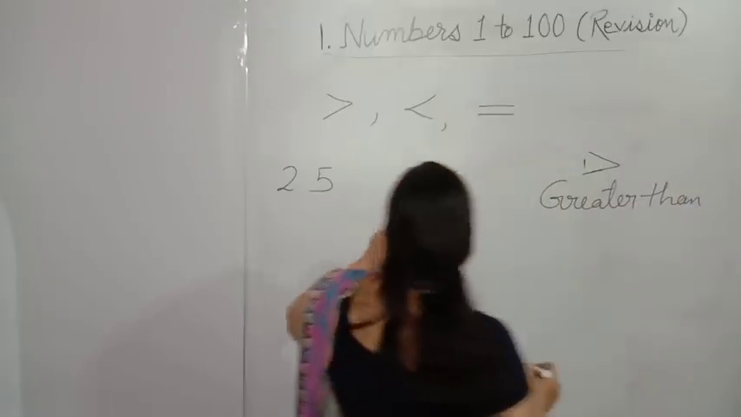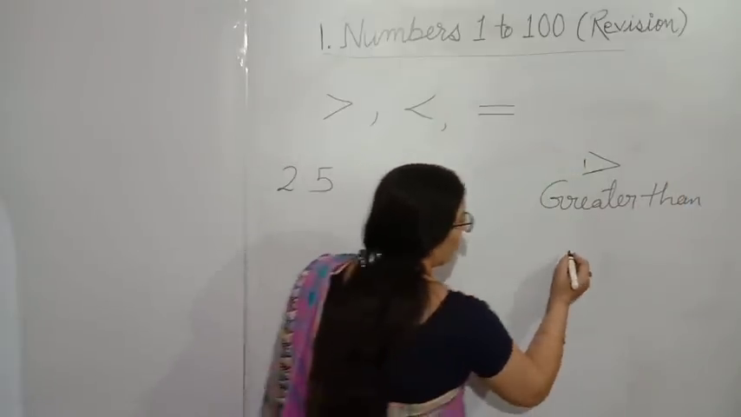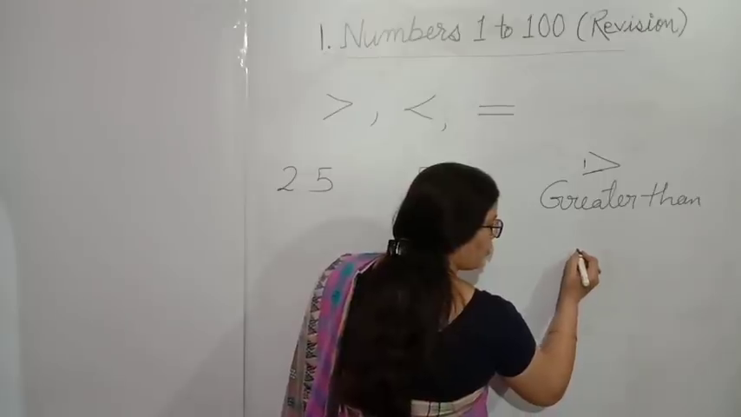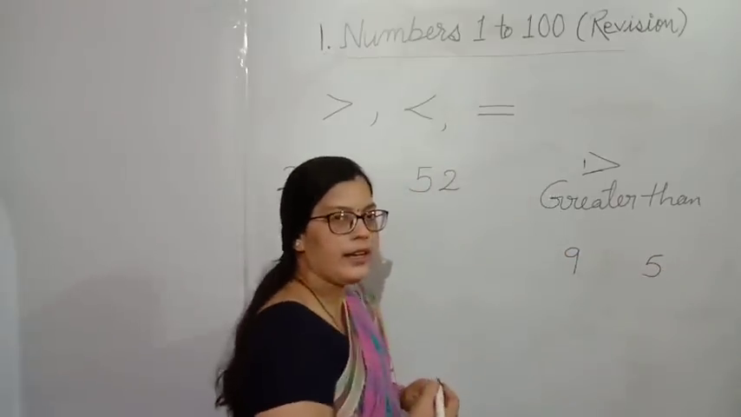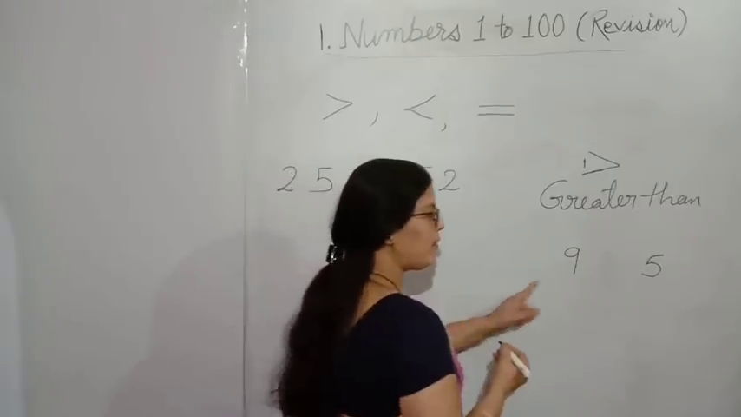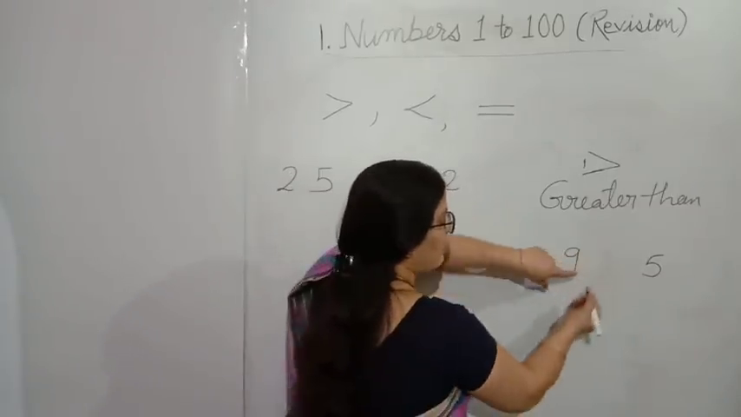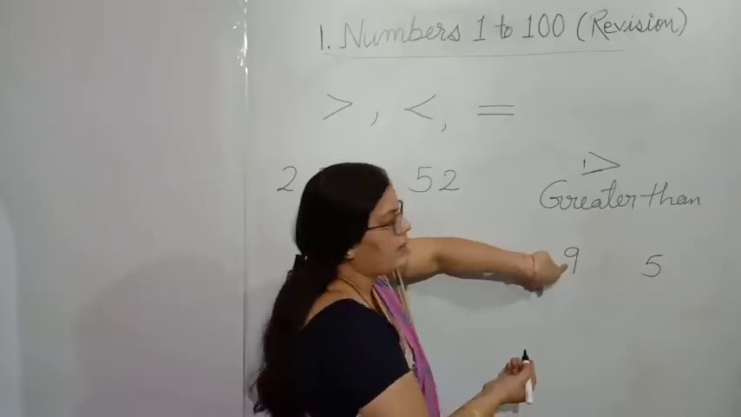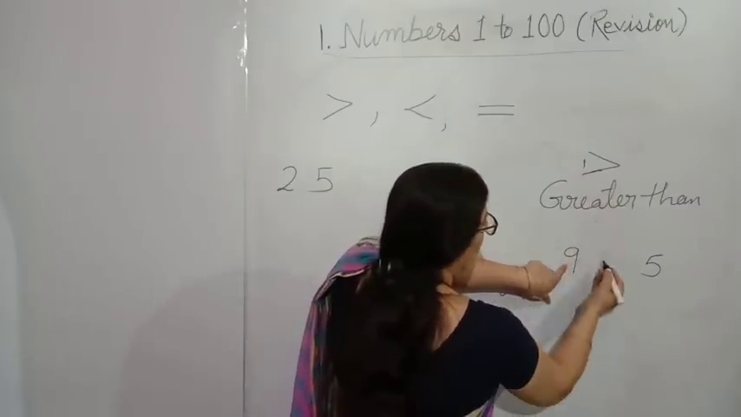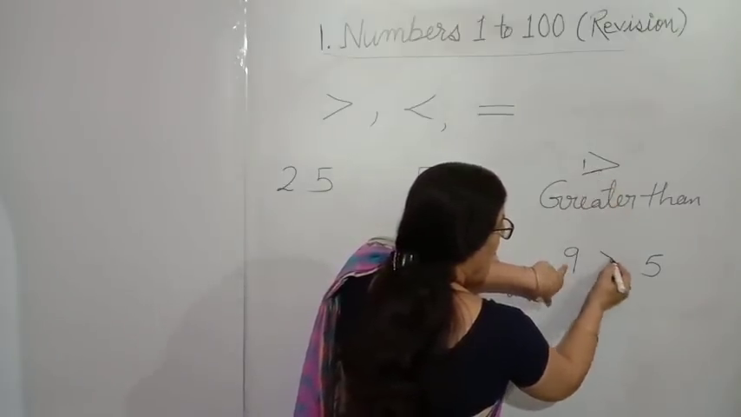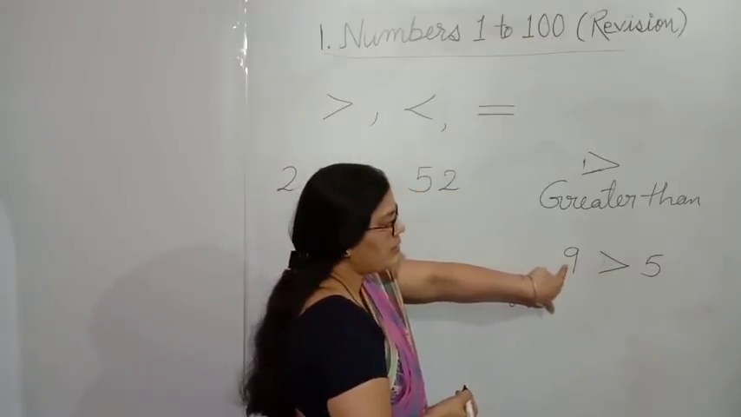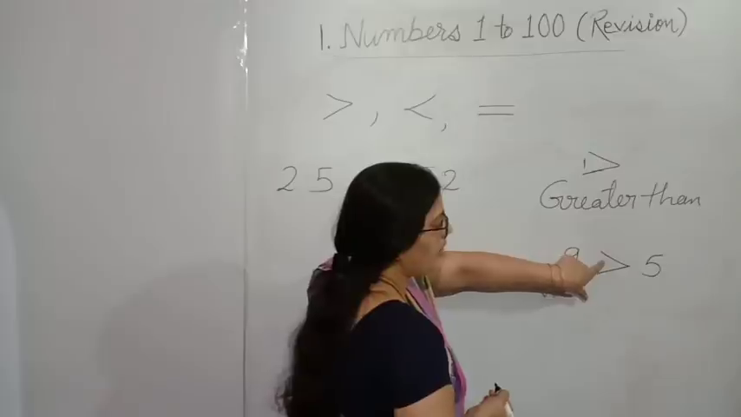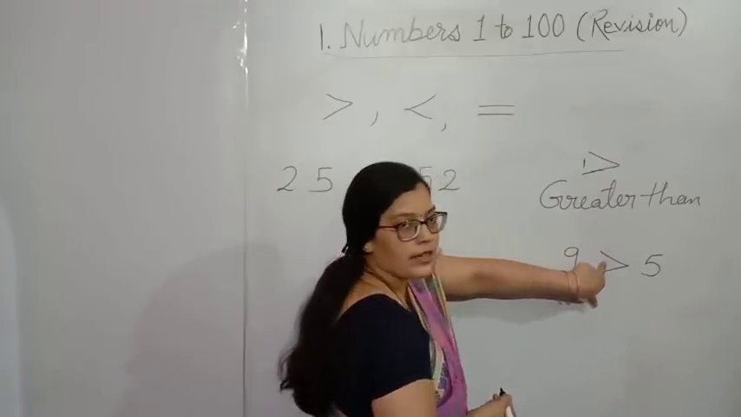Now for example, I am comparing these two numbers, 9 and 5. Now you know which one is bigger and which one is smaller. Yes, 9 is the bigger number. So the mouth of this symbol remains open towards the bigger number, that is 9. And this sign is the greater than sign.